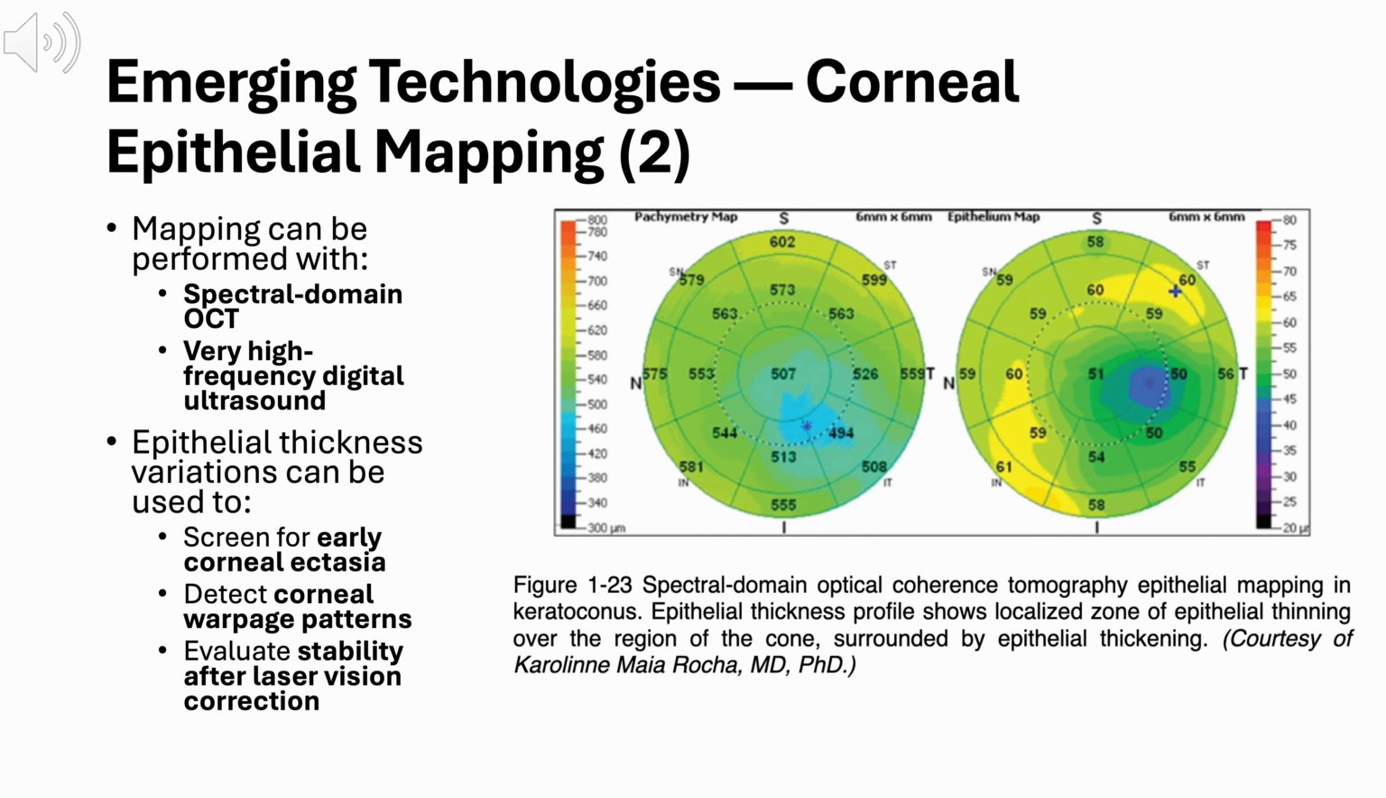after laser vision correction. In the example shown, typical for keratoconus, the epithelium is thinned over the cone and thickened in the surrounding areas, effectively camouflaging the stromal abnormality on standard topography. Because of this compensatory behavior, epithelial mapping provides information that topography alone can miss, making it a powerful adjunct in refractive screening and postoperative assessment.